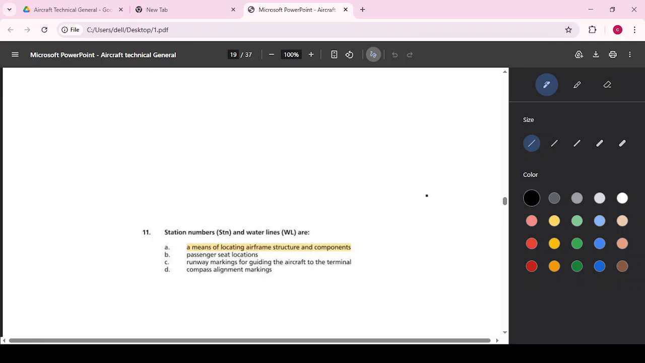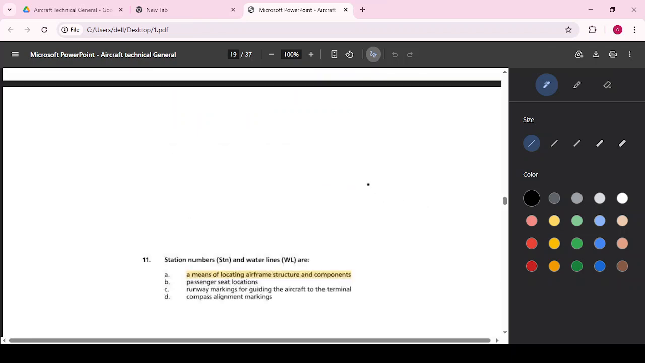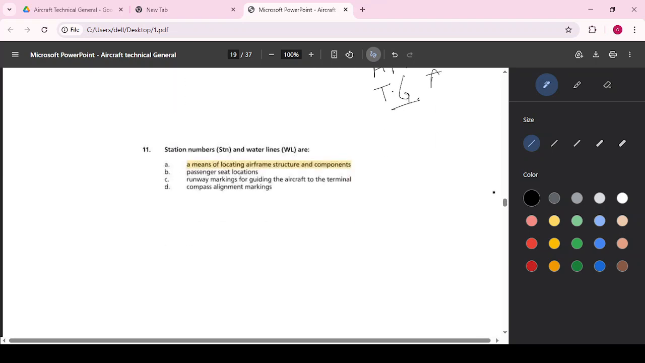Hello friends, this is the third lecture that we are going to discuss on ATPL Technical General Course, Airframes. Now we are going to see the question that says, what are station numbers and water lines?